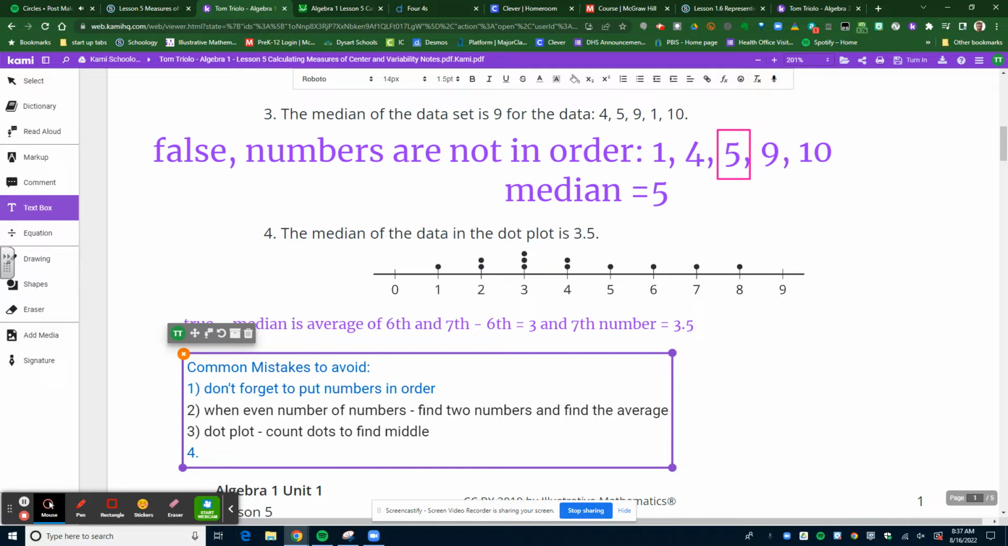Okay. And last but not least, if it doesn't say round, don't round unless told to do so. Okay. So these are common mistakes to avoid.